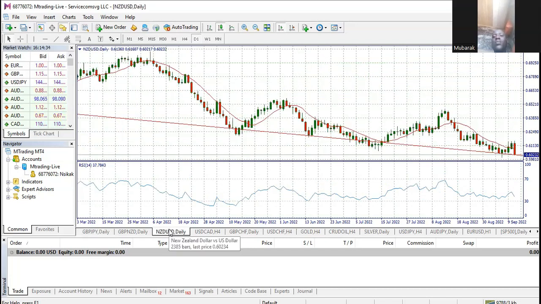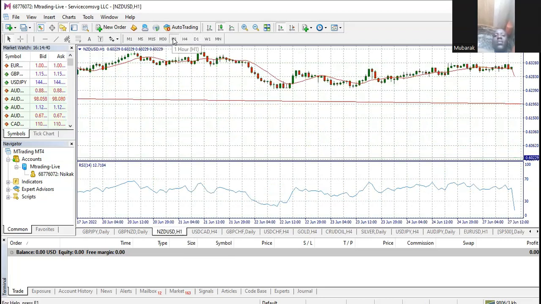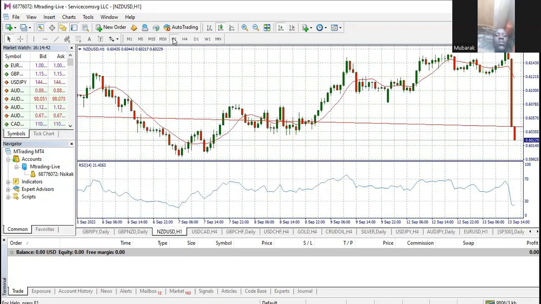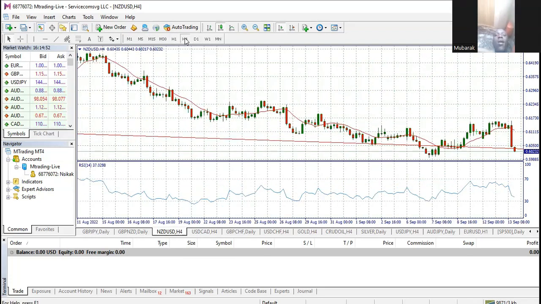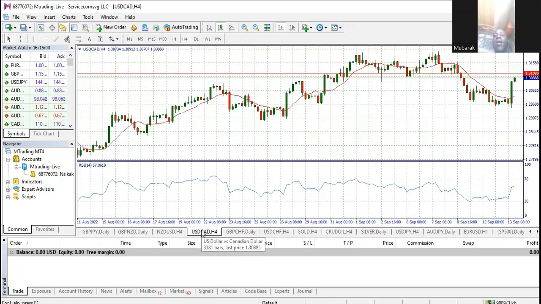New Zealand USD, it's already selling. New Zealand USD should start buying from where it is. The bearish move is supposed to end here. It has gone really far. This is a lot. Here's the chart. Let me see. Very close.